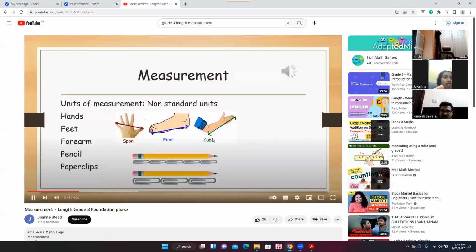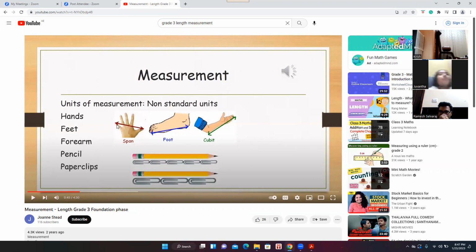You are able to see my hand, right? You can measure how much it is on your scale. And if you measure your foot, and your cubit from here to here, you can use a scale to measure it. This will be maybe 10 centimeters, and this will be around 45 centimeters, right? And your foot, if you measure it, will be 30 centimeters.